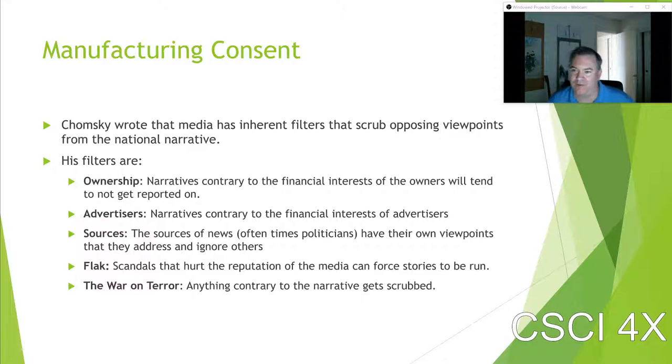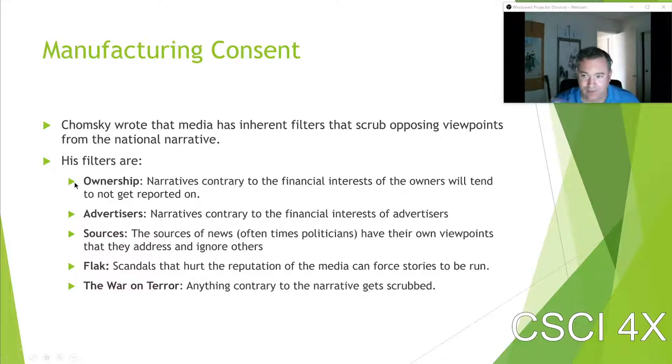And so the way that news organizations can filter these things is simply by not talking about them. They don't have to lie about it. They simply don't talk about it. Talk about other things. There's lots of things out there in the world to talk about. You just find a different topic to talk about. And by doing so, you can filter and scrub the news feed of things that are contrary to your interests, right?